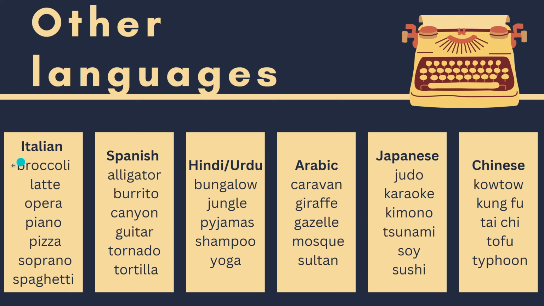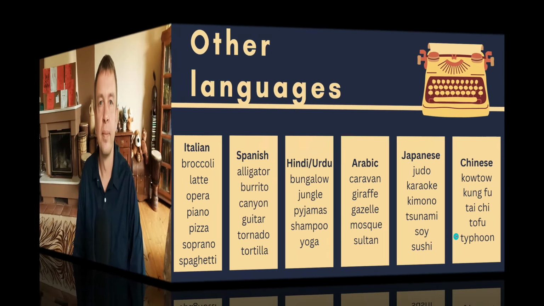Italian: broccoli, latte, opera, piano, pizza, soprano, spaghetti. Spanish: alligator, burrito, canyon, guitar, tornado, tortilla. Hindi and Urdu: bungalow, jungle, pajamas, shampoo, yoga. Arabic: caravan, giraffe, gazelle, mosque, sultan. Japanese: judo, karaoke, kimono, tsunami, soy, sushi. Chinese: kowtow, kung fu, tai chi, tofu, typhoon.